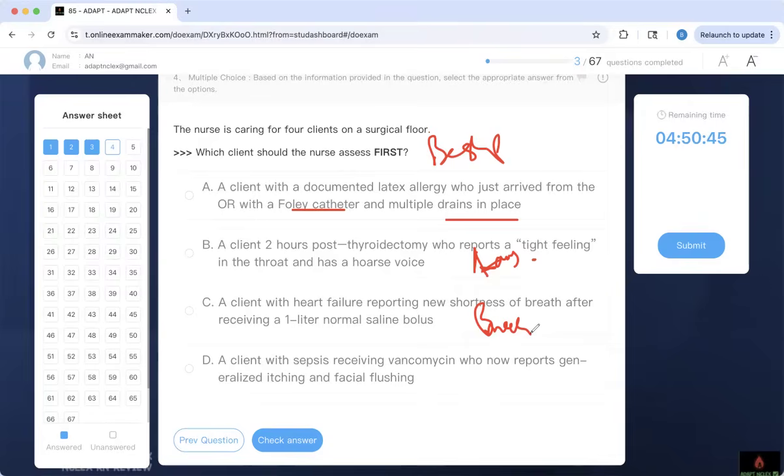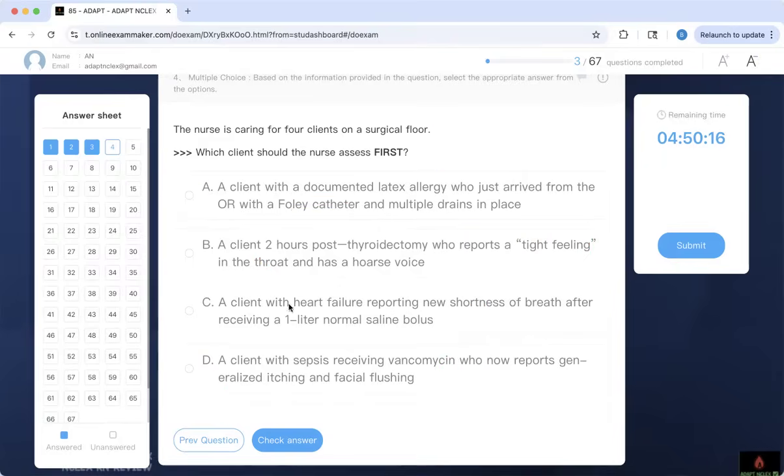And then vancomycin, receiving what? In a patient who has sepsis, having what? Itchiness and flushing. This is Red Man syndrome. As you can see, we have time for Red Man syndrome, and we have time for the patient who may have a latex allergy, but there's no evidence of what? Airway issue at this time. Between the breathing issue and the airway, who is feeling tightness, I'm going to see B.